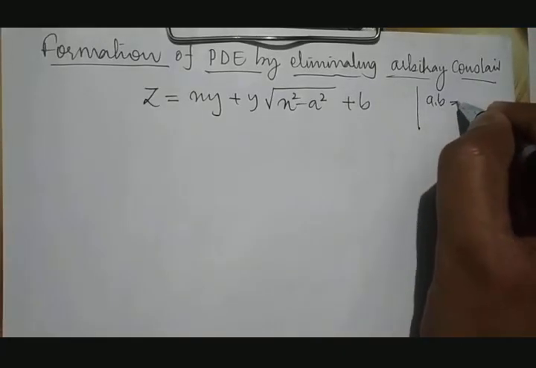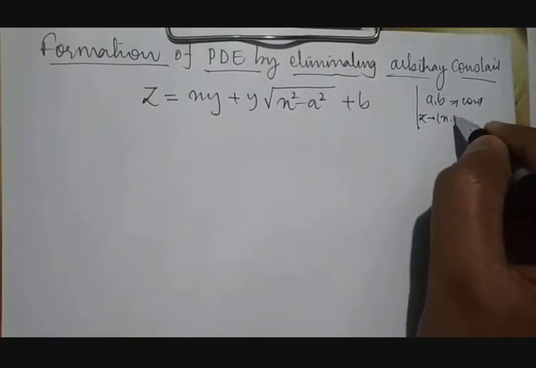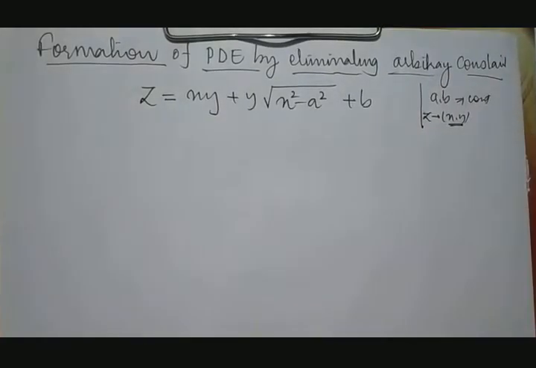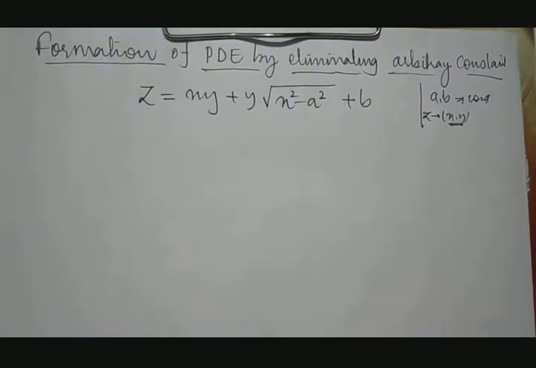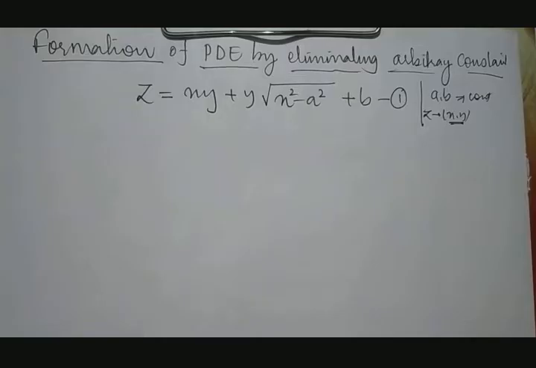Here a and b are the two arbitrary constants available. Since z is a function of x and y, x and y are the two variables available. So two arbitrary constants, two variables. Then first order differential equation is quite sufficient. So I'll take it as equation number 1.